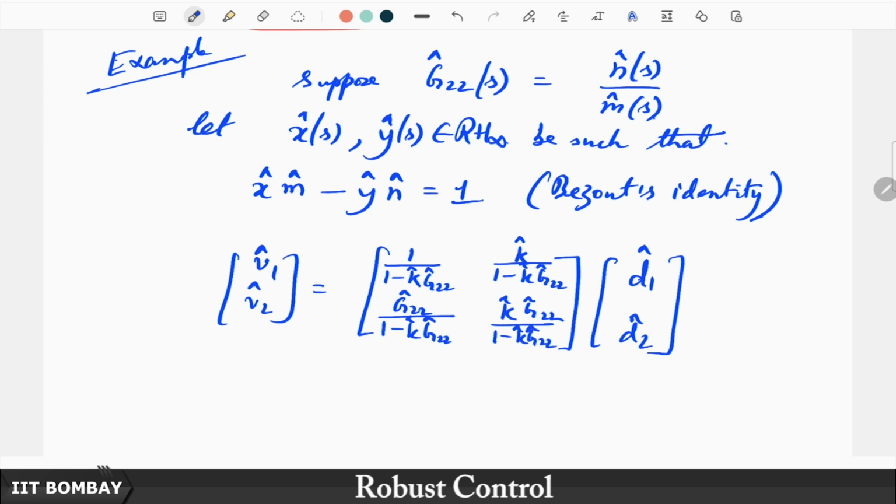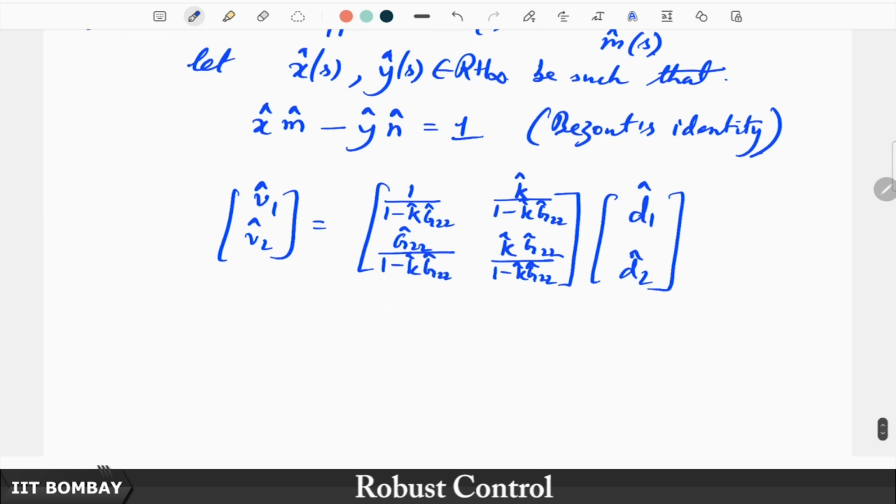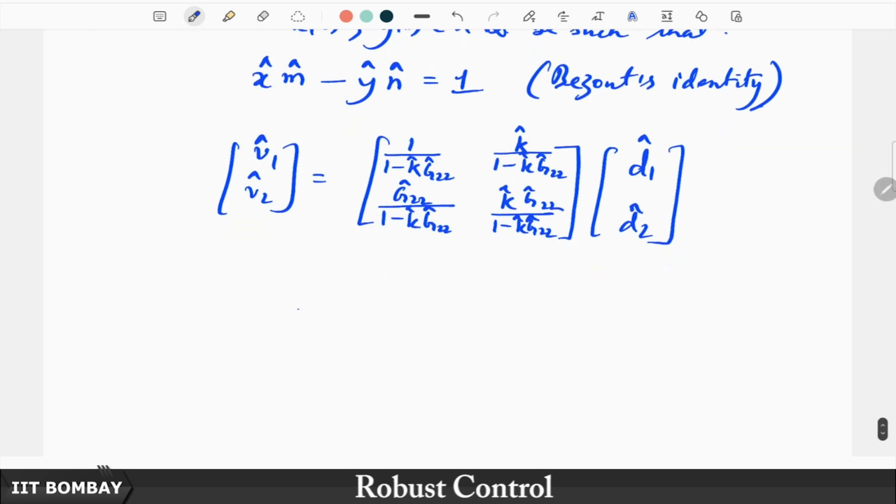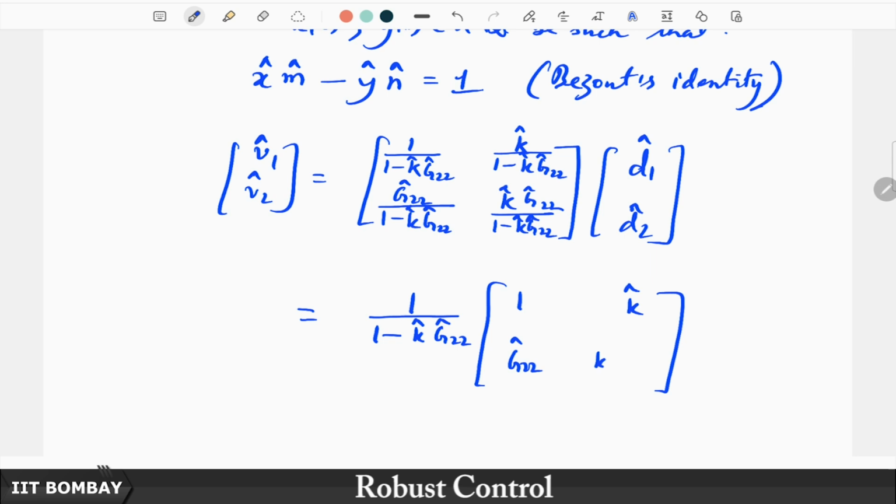Right. This is what this transfer function entails. Now, if you just pull it out, you can see that you can have 1 minus k hat g22 hat, 1 over 1 minus k hat g22 hat times k hat g22 hat times d1 hat d2 hat. So, this turns out to be the transfer function.